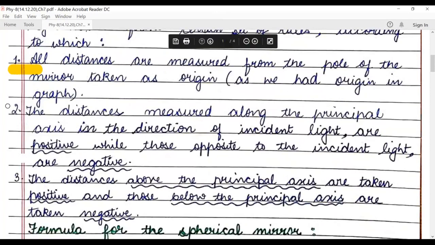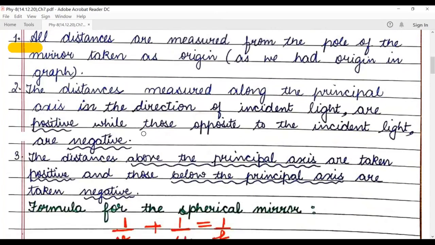Coming to the second point, the distances measured along the principal axis in the direction of incident light are positive, while those opposite to the incident light are negative. So students, what does it mean? It means that if we have a mirror, suppose I have drawn a concave mirror such that its outer end is silvered while the inner end is polished, and I draw a principal axis.